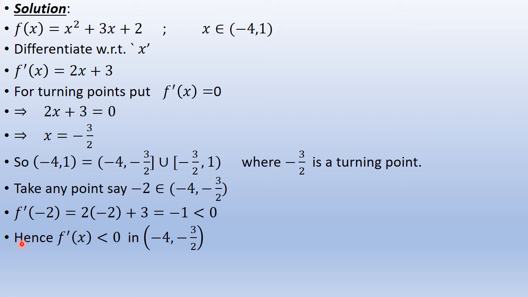So what do we see? Hence f dash x is less than 0 in this whole interval. Why? Because at one particular point in this interval, f dash is negative, so f dash of x will be negative throughout this interval. Result: if the first derivative is negative, then we say that the function is decreasing in this particular interval.